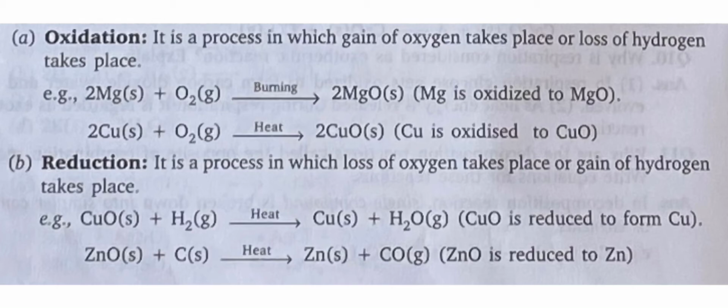Next is reduction. It is a process in which loss of oxygen takes place or gain of hydrogen takes place. So reduction reaction is the reaction in which either oxygen is lost or hydrogen is gained. For example, when copper oxide is heated in presence of hydrogen, copper is liberated. Along with this, water is also released. Here you can see that copper oxide is losing oxygen and copper is obtained. So copper oxide is reduced to form copper. So this reaction is known as reduction reaction.